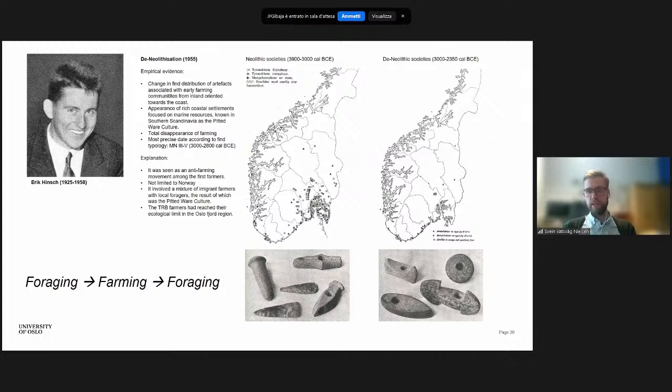He also admitted that it was not limited to Norway. This was seen in many other regions, particularly in Sweden. And he argued that it involved a mixture of immigrant farmers with the local foragers, and that the result of this was the pitware culture. So his conclusion was basically that the funnel beaker culture farmers had reached their ecological limit in the Oslo Fjord region, and that the farming there didn't really work.